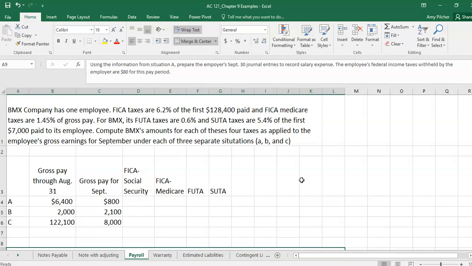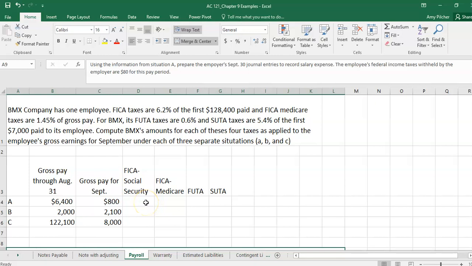So if we have health care or retirement benefit contributions, those things would also be taken out of paychecks. In this example, we're going to look just at some general payroll taxes. So we have three different situations, A, B, and C, and we're going to calculate the payroll taxes for each one of these situations. So in the first situation, we have accrued gross pay for the year of $6,400, and our September pay is $800.